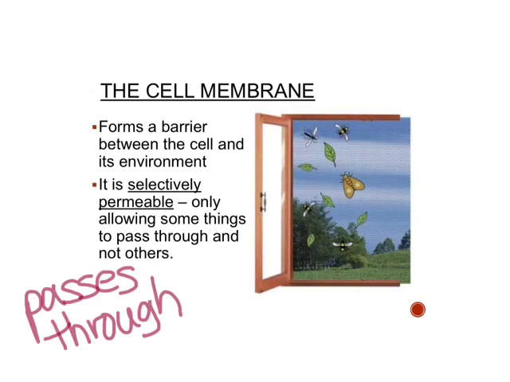So I like to talk about it as though it were a window screen. I'm sure you're familiar with a window screen. The window screen allows the nice breezes to come through, it allows air to come through, but it keeps out these bugs. That's what the cell membrane does. It allows some things to come through, some small things, and sometimes larger things cannot come through.